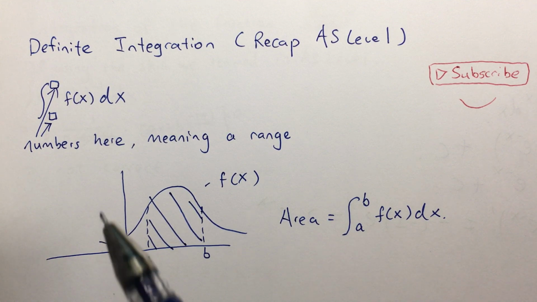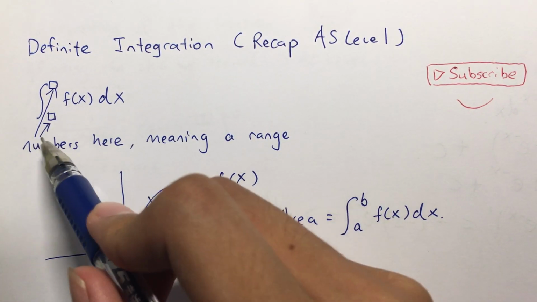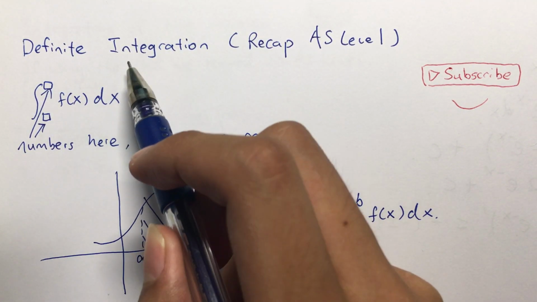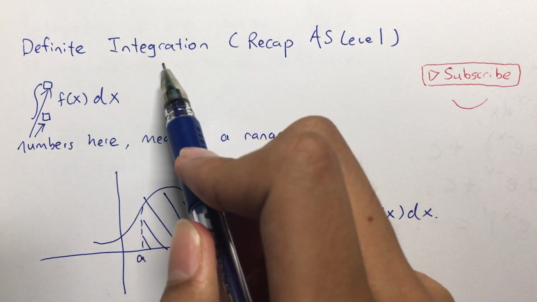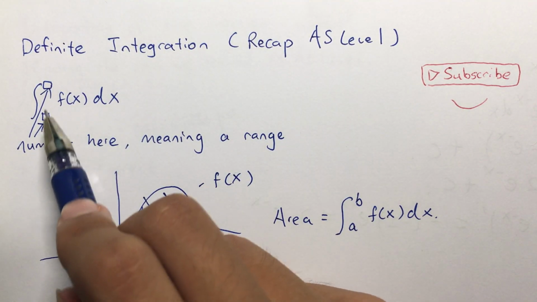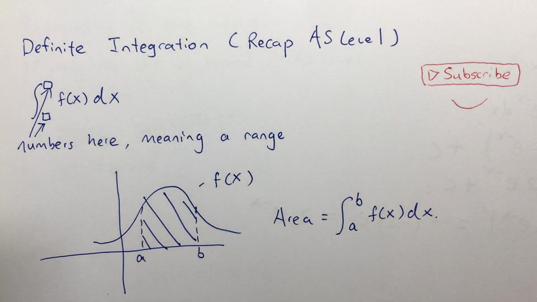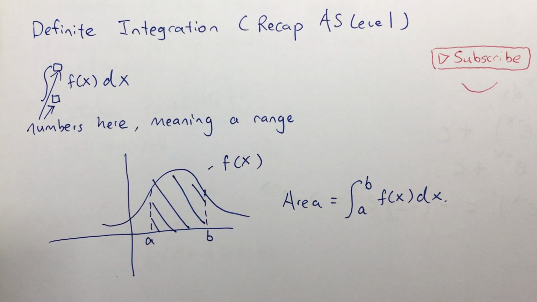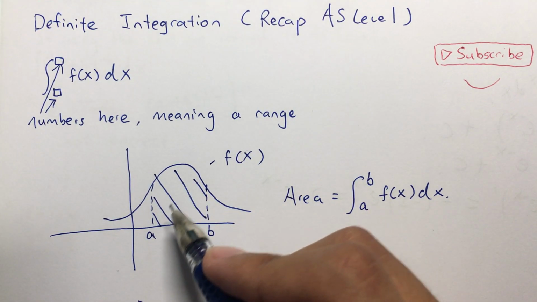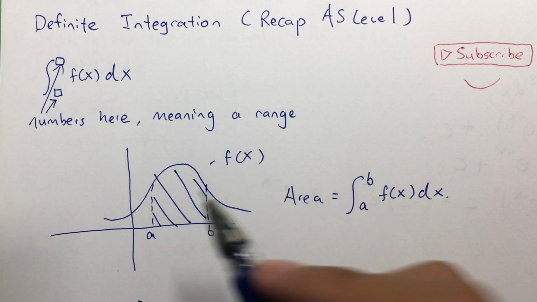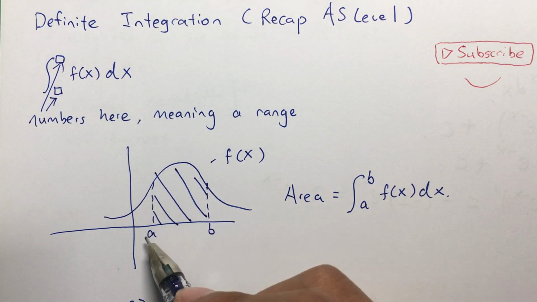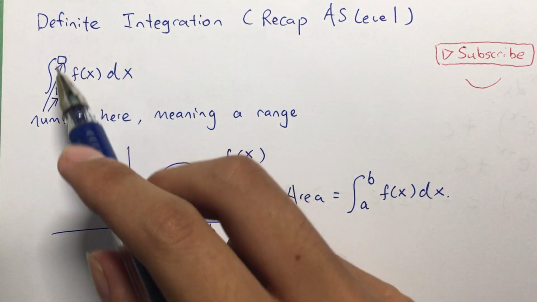So firstly, for the definite integration, we write the integration like that. The only difference from the indefinite integration is there are two numbers here, and these two numbers mean a range. So we can use definite integration to solve for the area of a particular space. Such as this is f(x) and we have a and b, which are usually the numbers here.